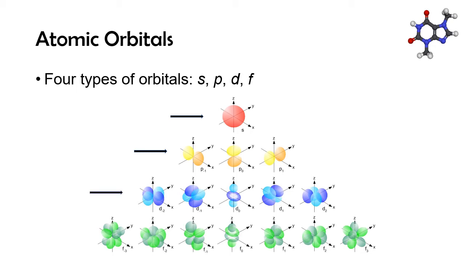The d orbitals look like 2 p orbitals joined at the middle. There are 5 types of d orbitals, each pointing in different directions. The f orbitals have more complicated shapes and directions. There are 7 types of f orbitals.